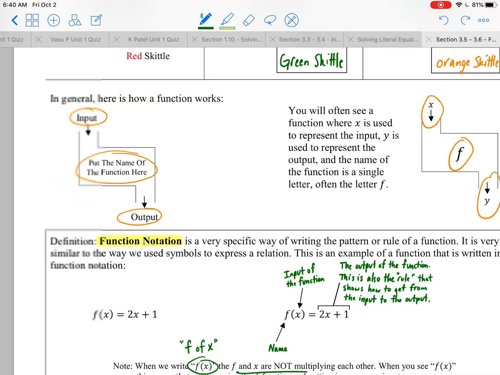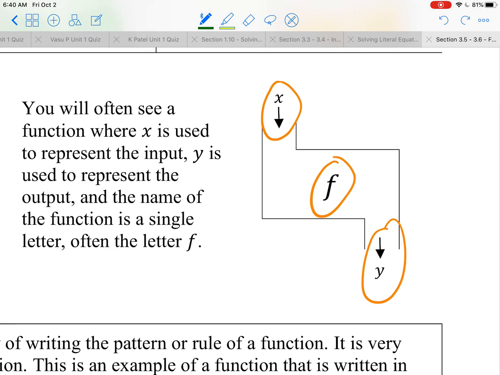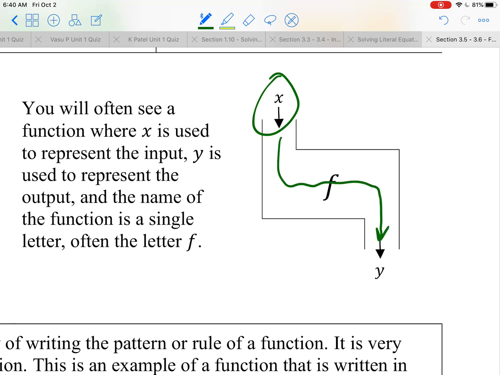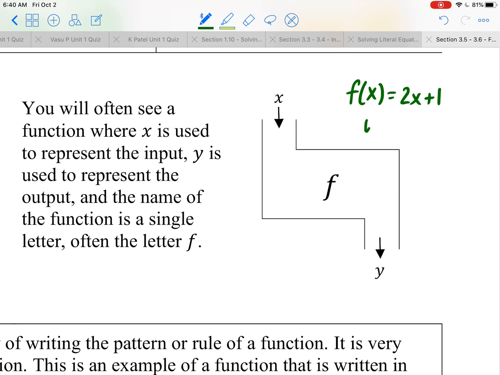So what we're doing is we're declaring, hey, there's a machine here, and the name of the machine is f. And what it does is it takes inputs, which it calls x, and then feeds them through the machine, and then the output at the end is called y. Okay, so you might see f of x equals 2x plus 1 or something like that, or you might see y equals 2x plus 1. They're saying the same thing, right? Because the y here is the output. It's what you get when you run x through the machine.